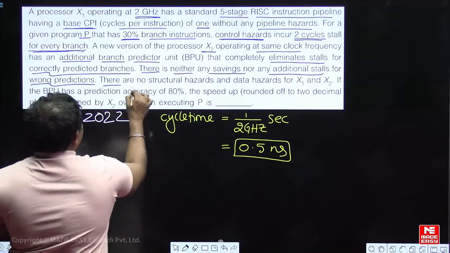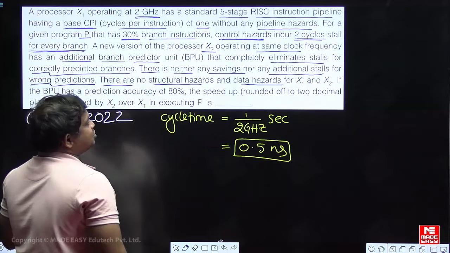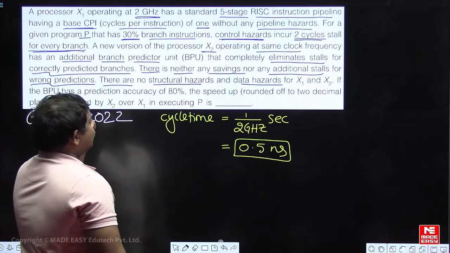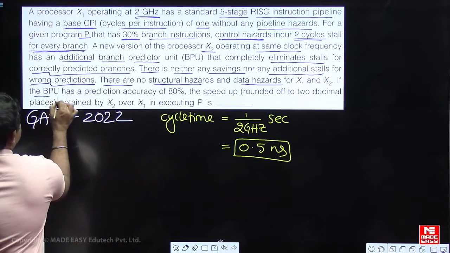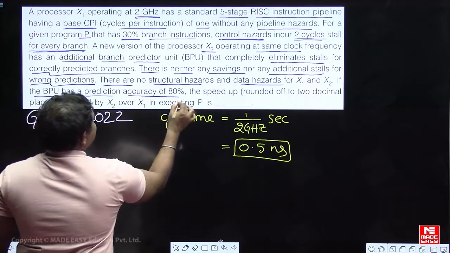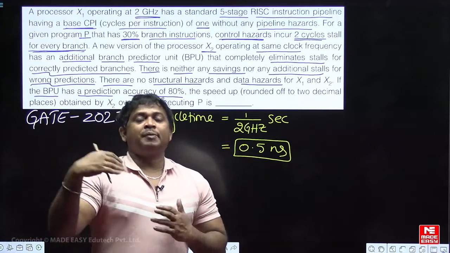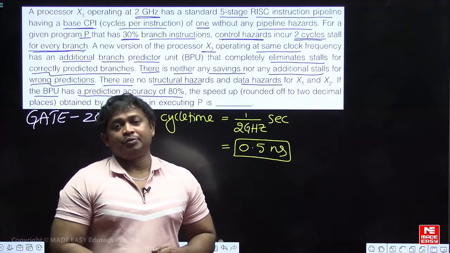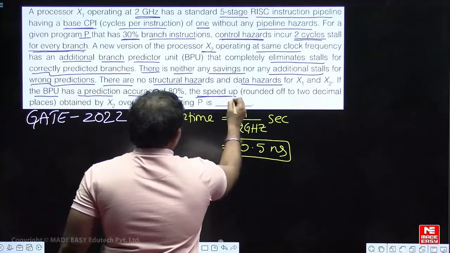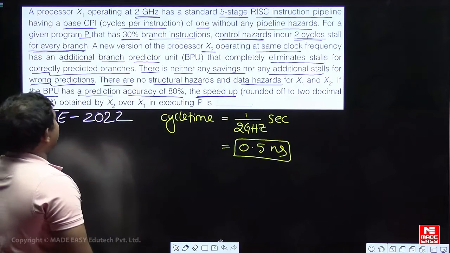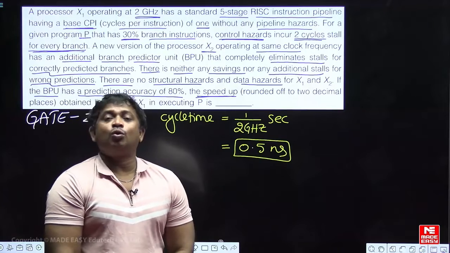There are no structural hazards and data hazards. There is no structural hazard and no data hazard for the old processor and also the new processor. The branch prediction unit has a prediction accuracy of 80%, so 80% of predictions are true. That means 20% of predictions are false in the new CPU. For the enhanced CPU, what is the speedup? We are asked to identify the speedup of the enhanced processor over the old processor.